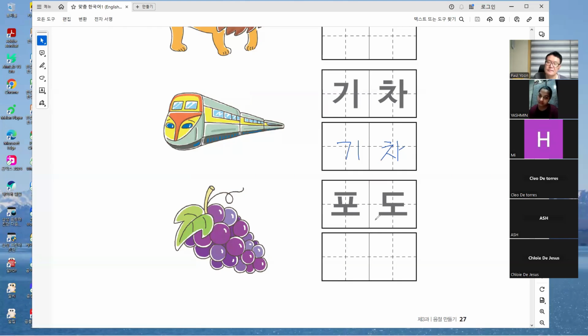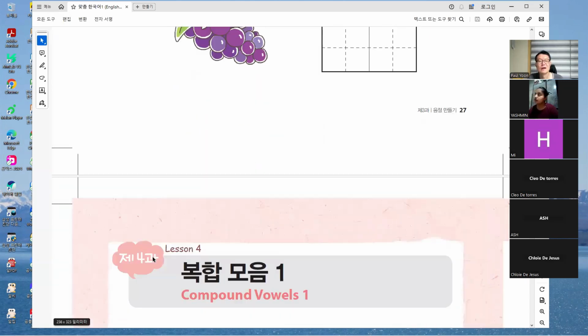How about this? 포도, right? 포도. Okay, 포도. This is grape, this fruit, grapes, right? Grapes, 포도. Can you repeat again? 포도. Okay, good. 포도. All right.